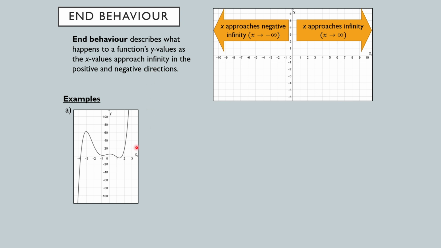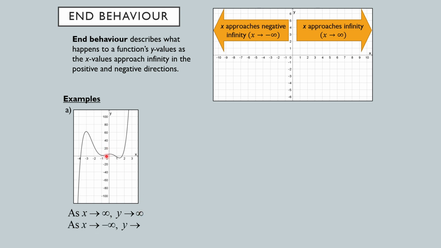So for this graph, let's take a look at what the ends are doing. What's happening as x approaches infinity? Well, just imagine yourself walking down the x-axis. What are the y values doing? Well, the further I go down this axis towards infinity, notice the y values get higher and higher and higher. So the y values are approaching infinity. So we can write that.